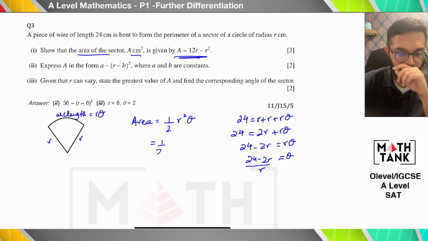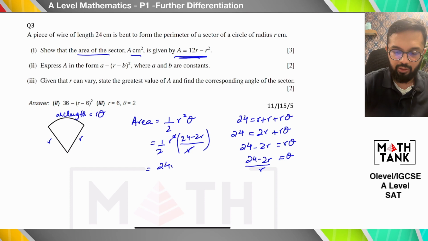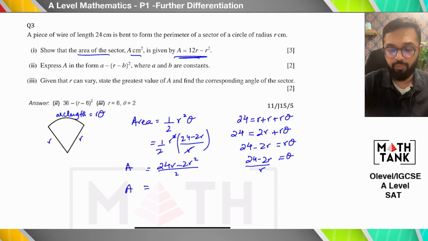So I'm going to use that and say half r squared into 24 minus 2r over r. I get 24r minus 2r squared divided by 2. If I divide both by 2, 24 by 2 becomes 12r, and 2r squared divided by 2 becomes r squared. So I have the same answer that the question was asking for.